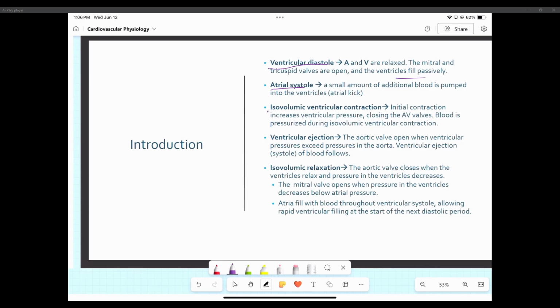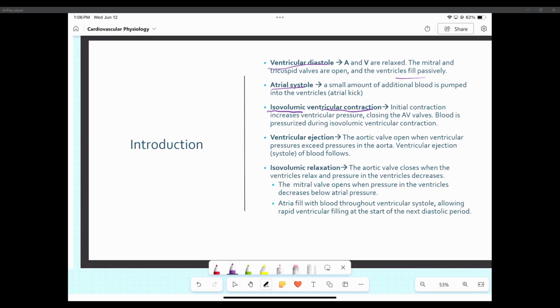We have what's called isovolumic. What does that mean? Same volume. So the volume isn't changing. Ventricular contraction. So the first phase of systole is called isovolumic contraction. This is when the ventricle is starting to generate pressure. It's starting to squeeze. It's compressing the blood. And it's building up pressure. But the volume isn't changing. This is the first phase.